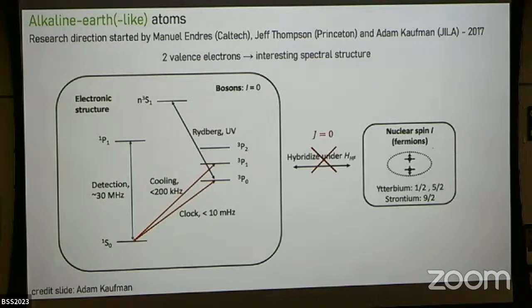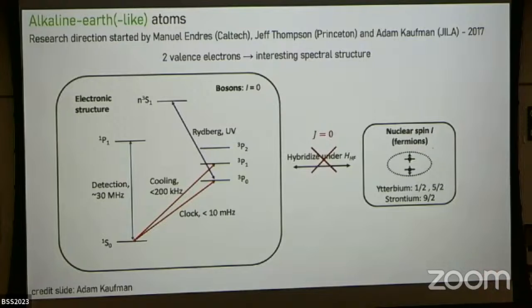Okay, so these alkaline earth-like atoms are a new research direction with tweezers that had been started by 3 groups, Manuel Endres at Caltech, Jeff Thompson at Princeton, and Alan Kaufman here at JILA around 2017. The idea here is that when you use these slightly more complex atoms, these alkaline earth-like atoms, they have 2 valence electrons, and so they have a more interesting spectral structure. And these are the interesting features. This is a slide that I stole from Adam, who's in the audience. Thank you.